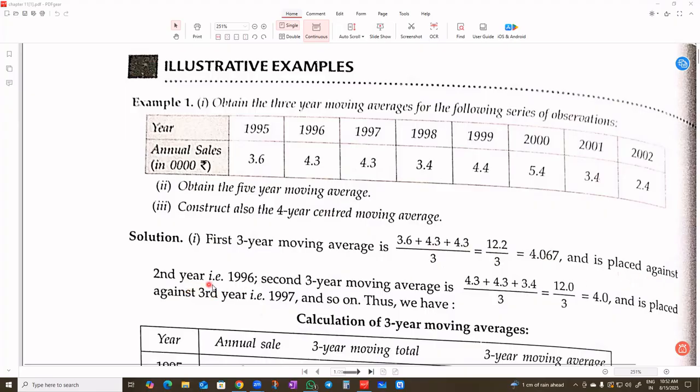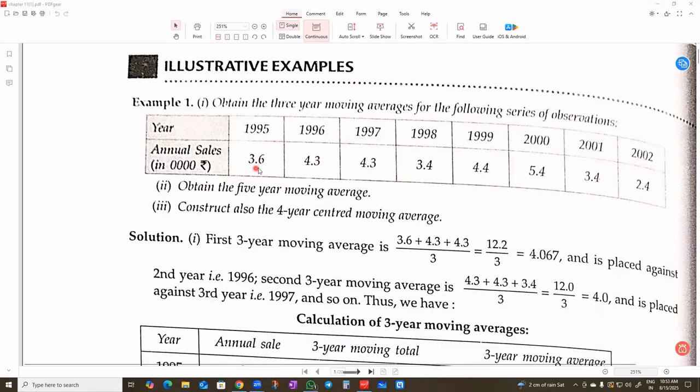For the second year, we cancel the first value and move to the next 3. The next 3 means, from 1996, 4.3 plus 4.3 plus 3.4, divided by 3. The sum of all these values divided by 3 gives 4. So we just add and divide by 3, because we are calculating a 3 years moving average, and place it against this value.